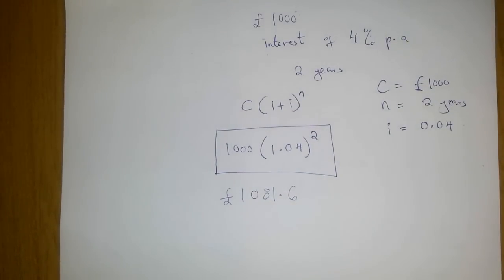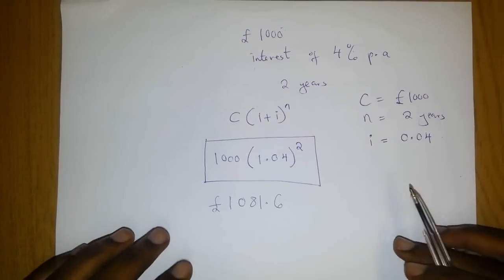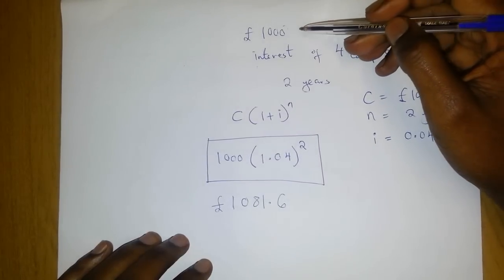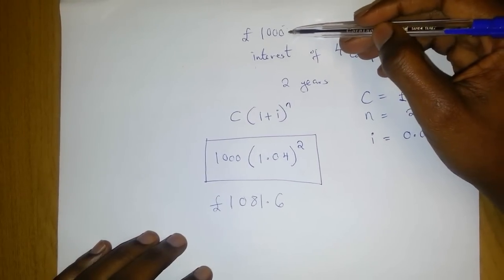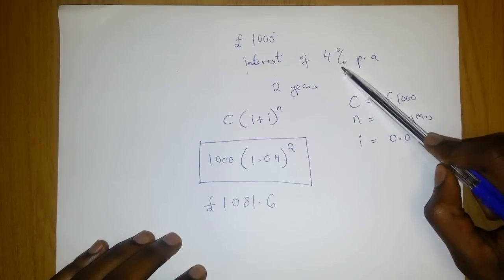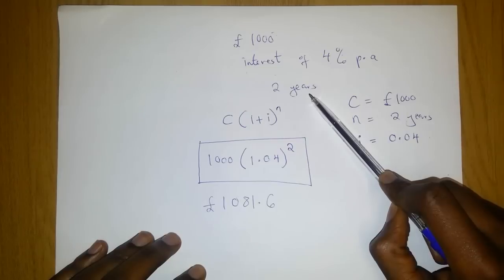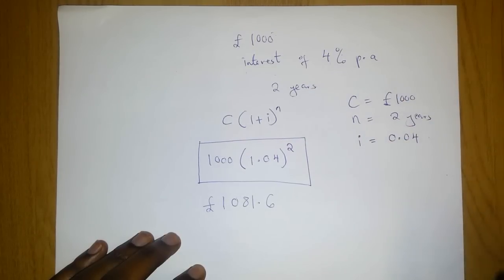Well, to make that idea clearer, let's look at an example where someone deposits £1,000 into a bank account that offers compound interest at the rate of 4% per annum for a period of 2 years. So how much does this person accumulate at the end of the 2 years' time?